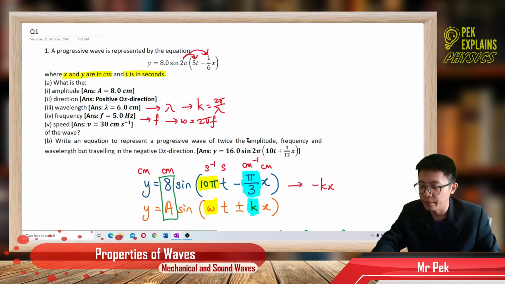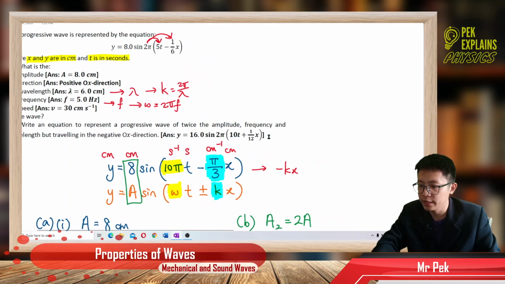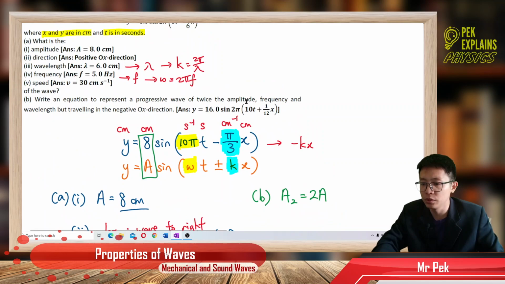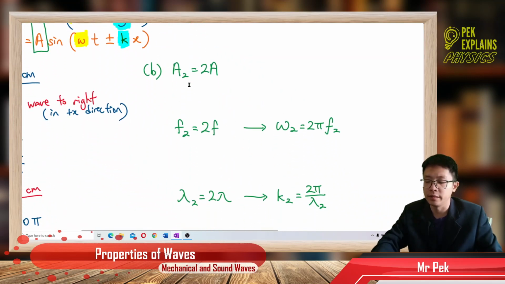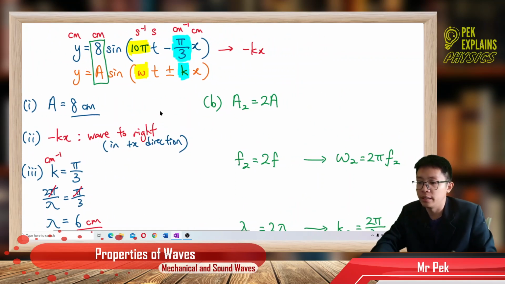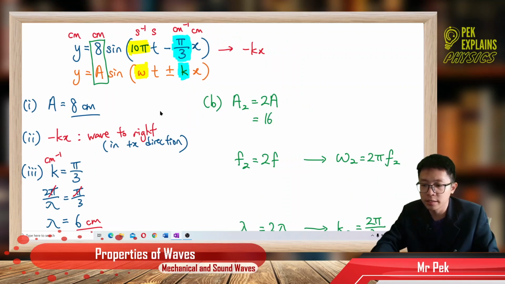Okay? Now, write an equation. First of all, I need to find the amplitude of this new wave, the frequency of the new wave, and also the wavelength of the new wave. He says that the amplitude, frequency, and wavelength are all twice those of the former wave. So I put the new amplitude as A2. It is twice the former amplitude. The former amplitude is 8 cm, so the new one is 2 times 8, which is 16 cm.